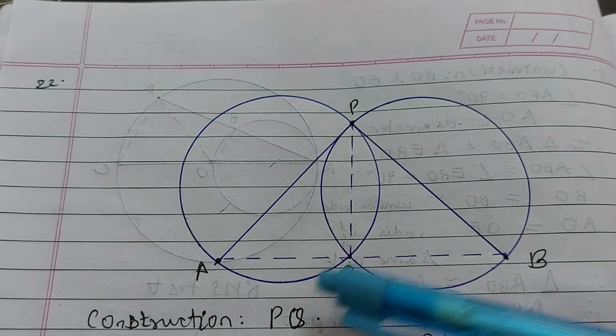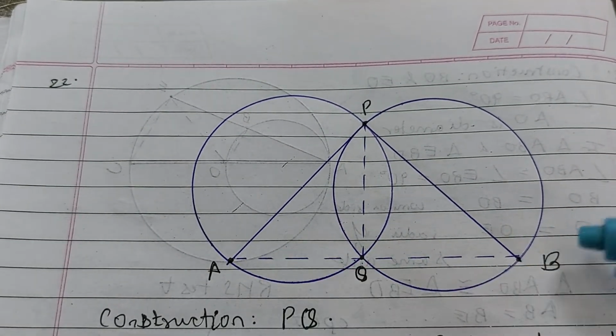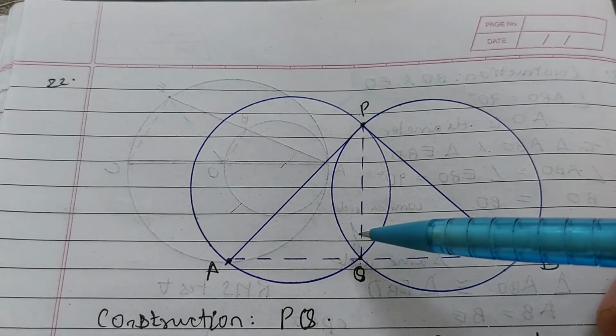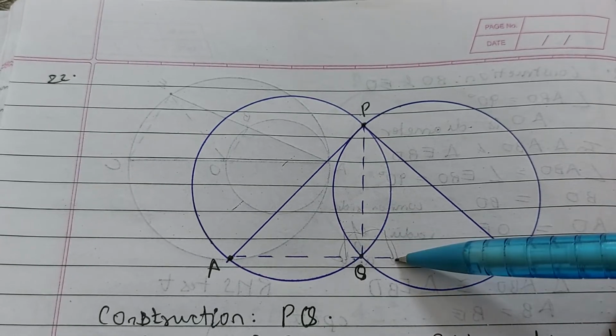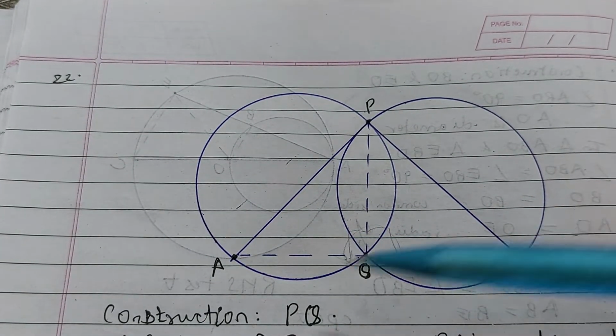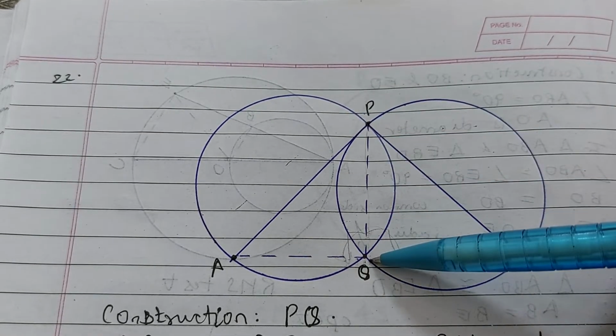We have to prove that A, Q, B are collinear. That is, they lie on the same straight line. So our strategy would be to prove this as 90 degrees and this as 90 degrees. So if this totally is 180 degrees, it means it's a straight line. That means they are collinear. How do we do that? Construction, join PQ.